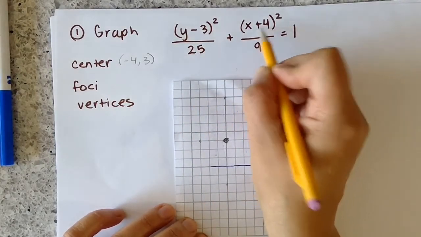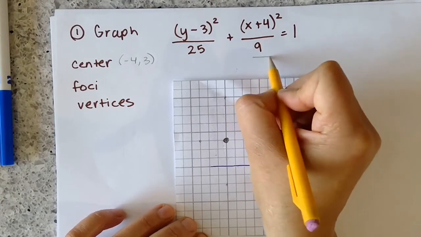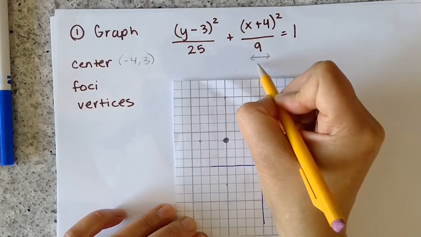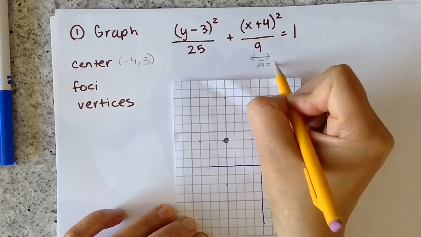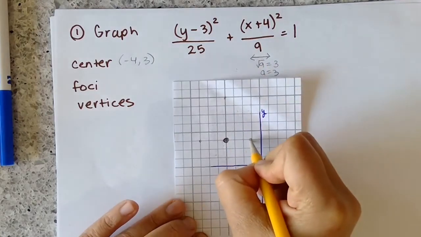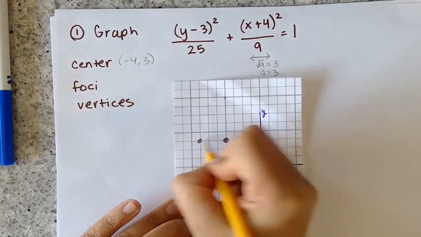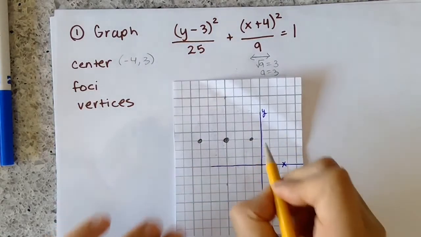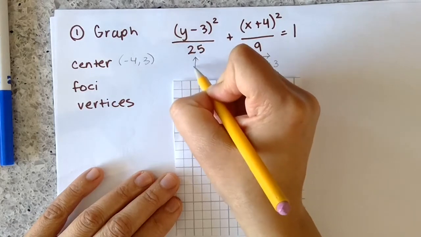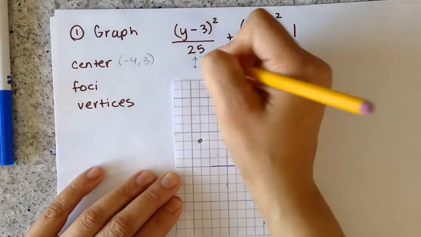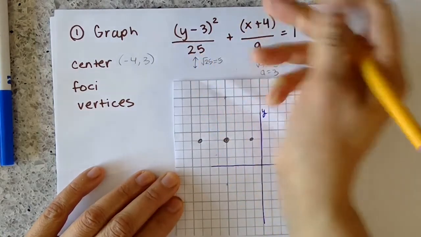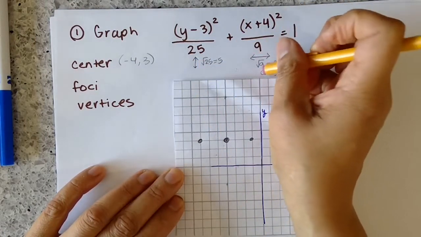Now, the number under the X tells you how much it's going to move horizontally from your center. Square root of 9 is 3. So that means that your A value is 3, or you're going to move 3 units left and right. The number under the Y is going to tell you how much you move vertically from the center. So square root of 25 is 5. Actually, this is not your A value.